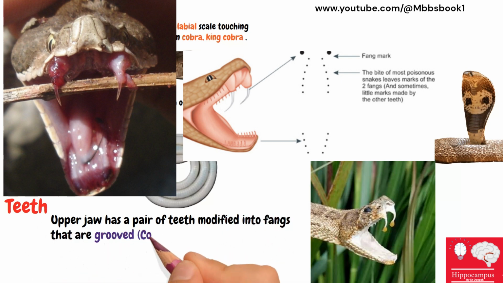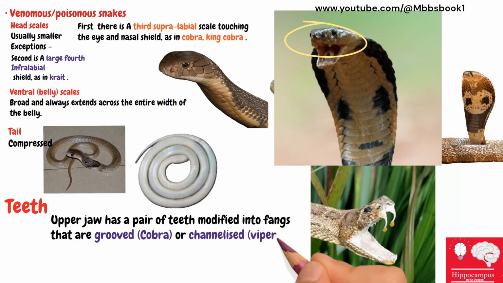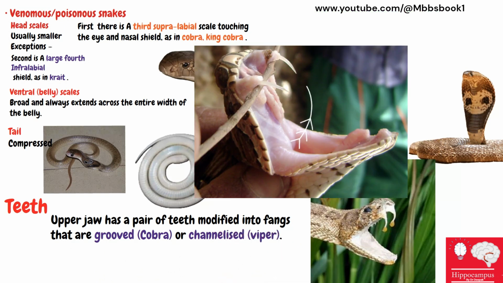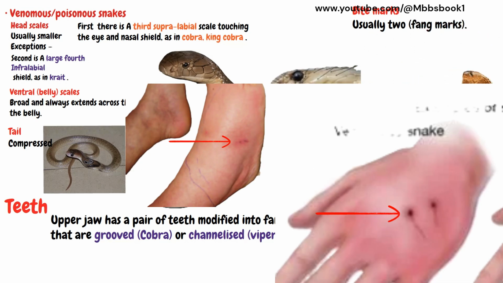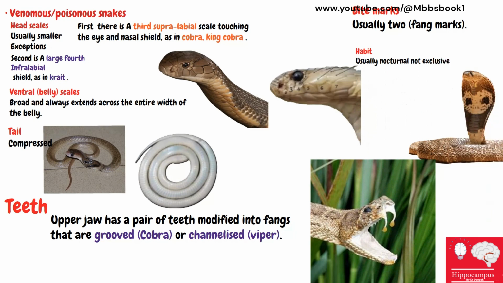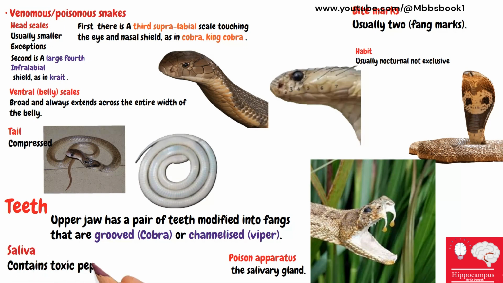In cobra, the fangs are short and fixed, and in viper, they are long and canalized. They are like intramuscular needles. The important feature is they are hinged, meaning they are foldable. Now come to the bite mark. In a venomous snake, there will be fang marks like this, not bite marks. If we talk about the habit of the venomous snake, they usually come out at night time. The poison apparatus is their salivary glands, and the saliva contains toxic peptides and enzymes. This is about the venomous snake.